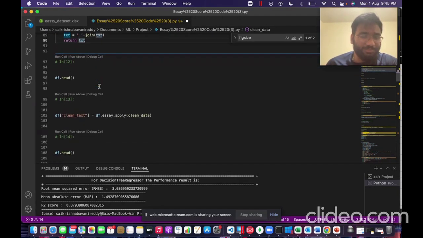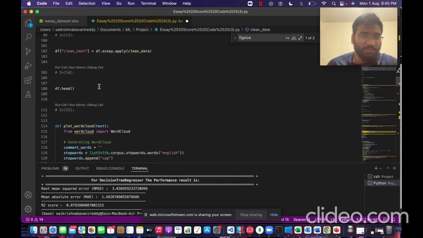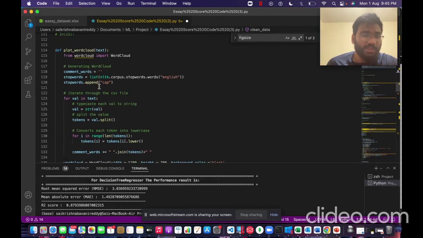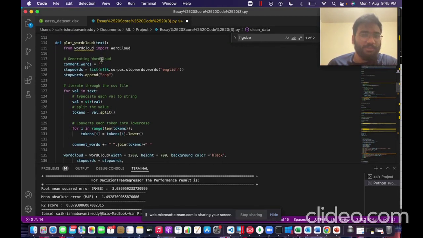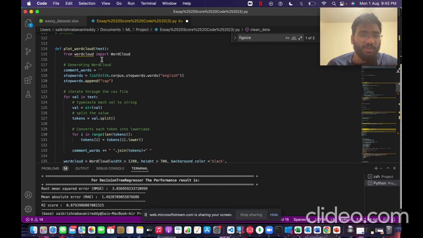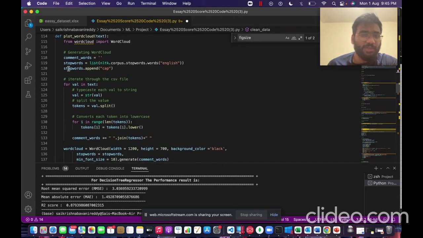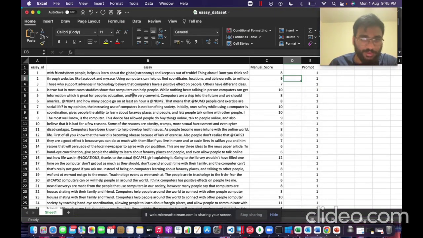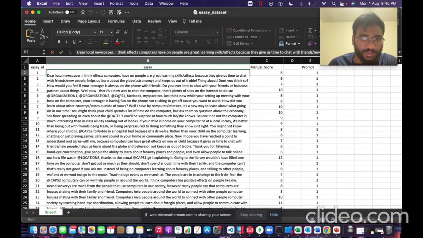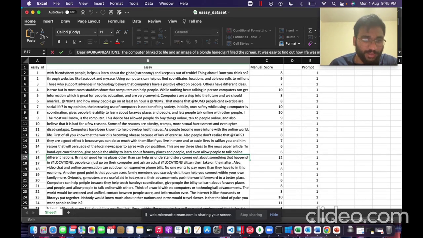So after cleaning the data, I try to form the word cloud. In this word cloud, first I have taken all the stop words, and also I have taken this cap. I considered this as a stop word. Cap is nothing but, I will show you here. Here you can see in each essay the word cap is repeating multiple times. This is there in every essay.